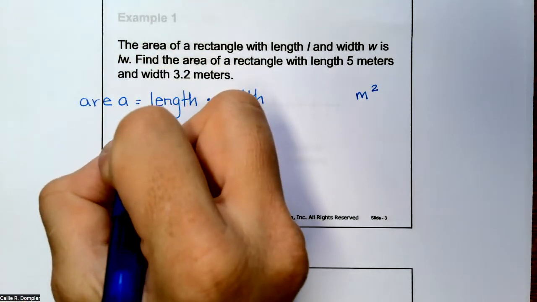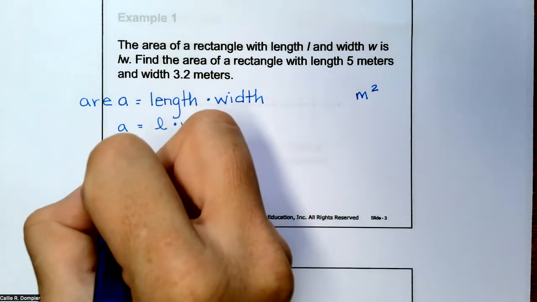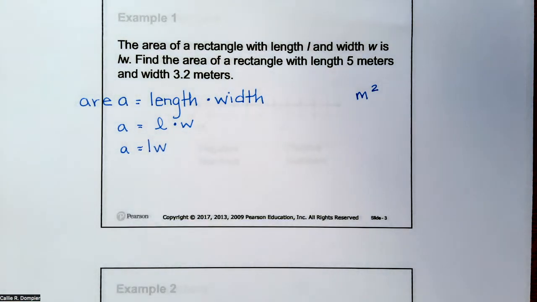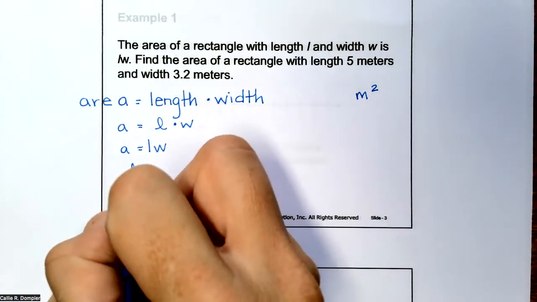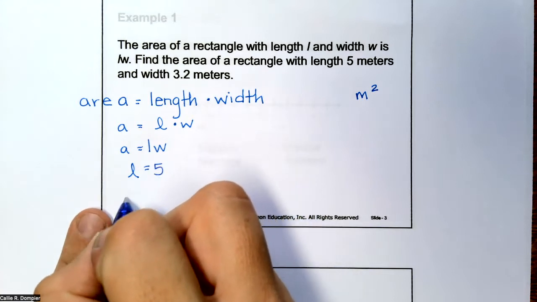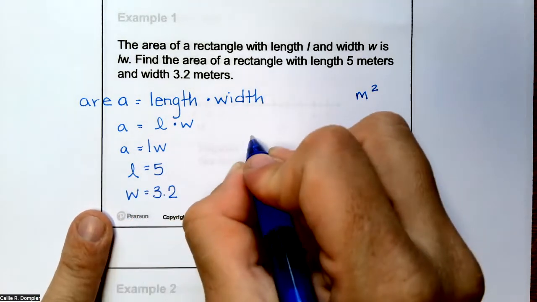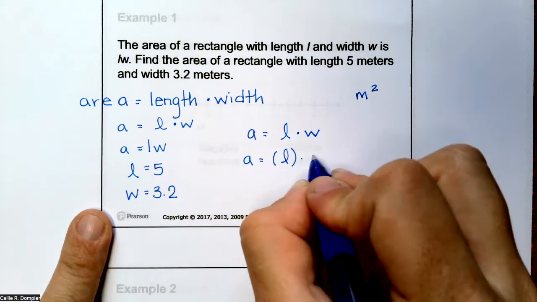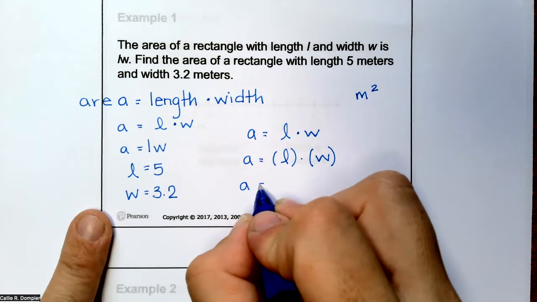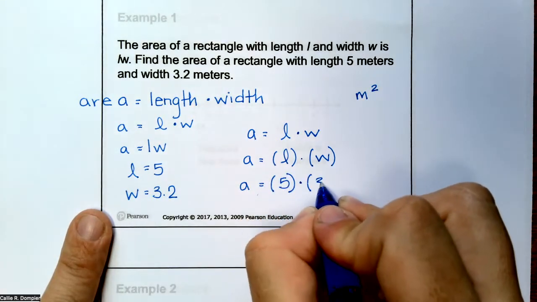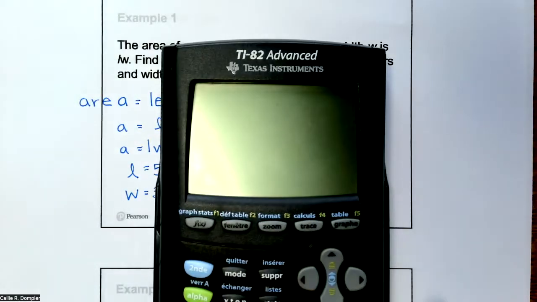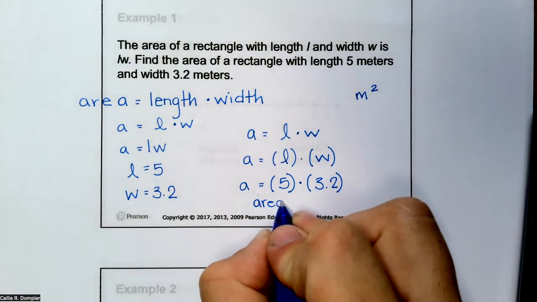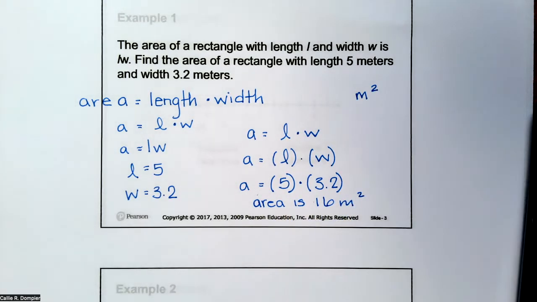We can also write that as A equals L times W, or like they do here, A is LW right next to each other. Two letters right next to each other imply multiplication, okay? So L in this case is 5 and W is 3.2. So just like we did before, A equals parentheses L times parentheses W, A equals 5 times 3.2. 5 times 3.2 is 16. Sorry about my lighting. So the area is 16 meters squared.